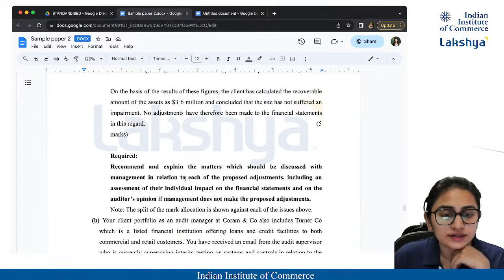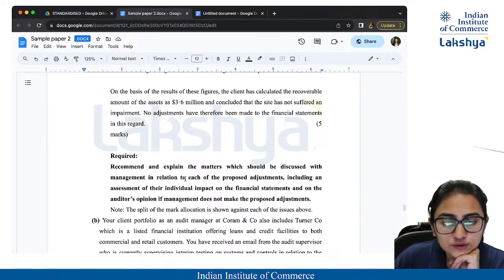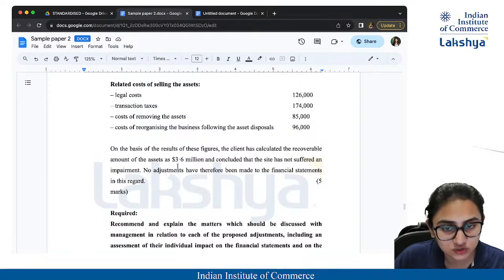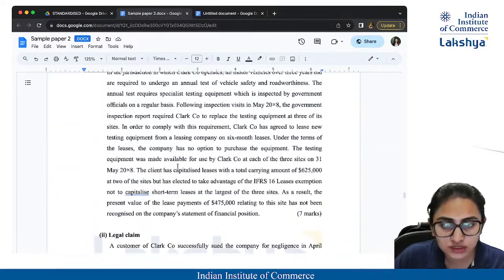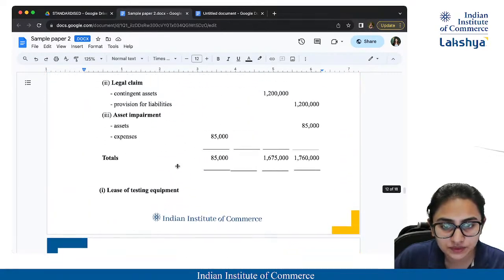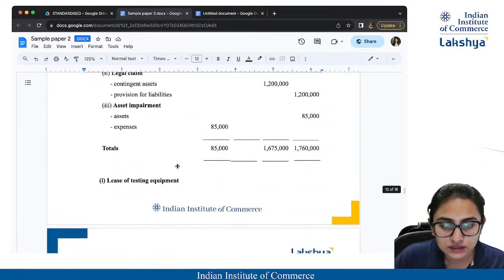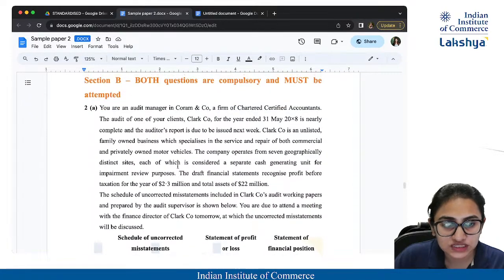Recommend and explain the matters which should be discussed with management in relation to each of the proposed adjustments, including an assessment of their individual impact on the financial statements and on the auditor's opinion if management does not make the proposed adjustment. The first one is regarding the lease of testing equipment. Let's read the question from the starting.